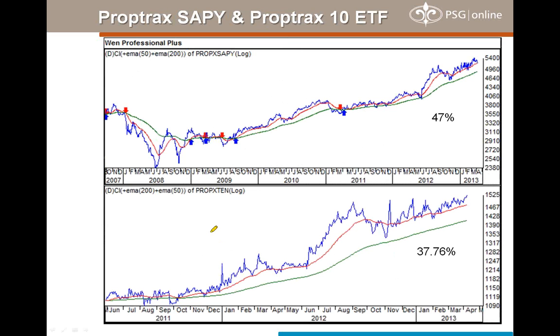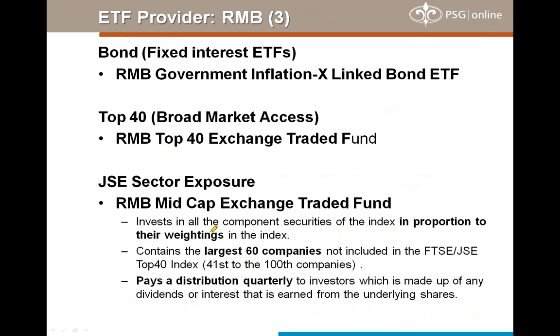They've been performing very, very well. We can talk about 47% for the SAPI, whereas the PropTex 10 is roughly about 37%. So if you want exposure to property, something to look at. RMB, you know, what I find interesting, yes, there are a lot of funds tracking the top 40.